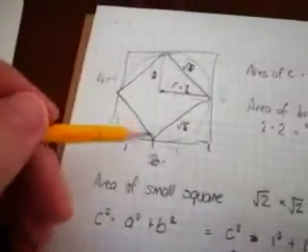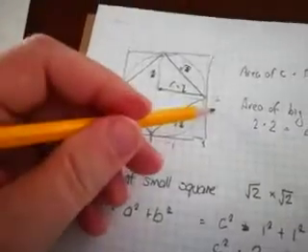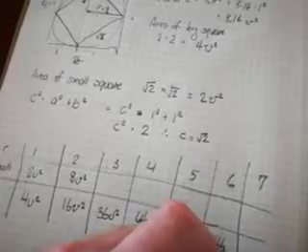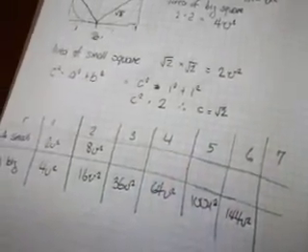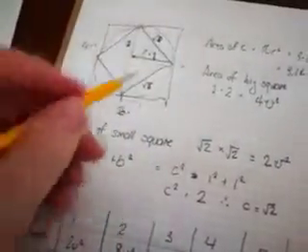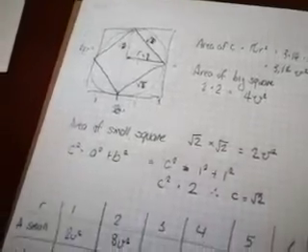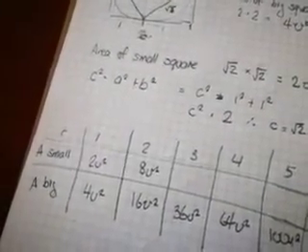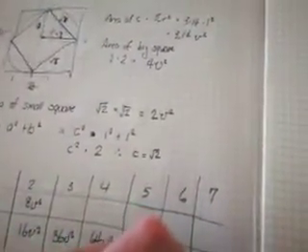If it was 6, that would be 12 times 12, which is 144 units squared. And if it's 7, so that's 14 times 14, what's that? I'm sorry about that. I think it's 196 units squared. So that's the big square.